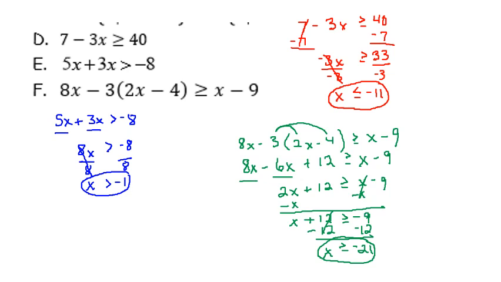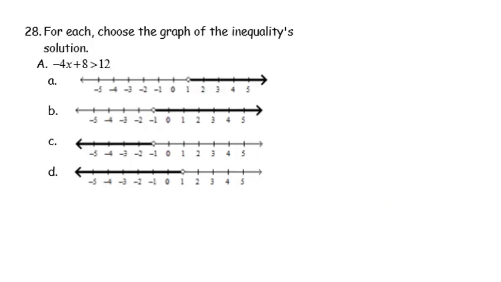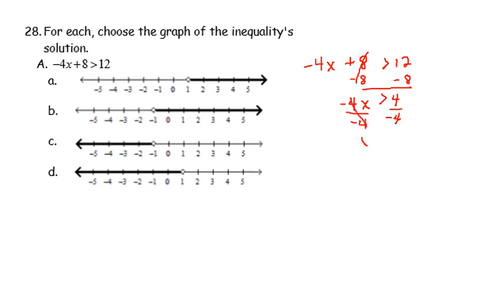All right, moving on to the next problem. 28. So right here, we're going to solve that inequality and then see which graph that represents. So I've got negative 4x plus 8 is greater than 12. Subtract the 8 on both sides. Those cancel out. That gives you negative 4x is greater than 4. Divide by negative 4. Remember, whenever we're dividing or multiplying by a negative number, the sign flips. So instead of greater than, now we've got less than negative 1.